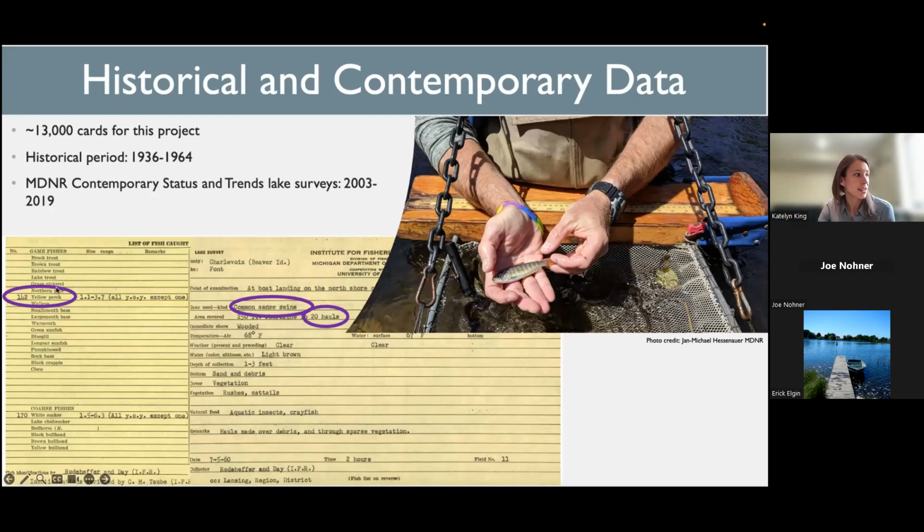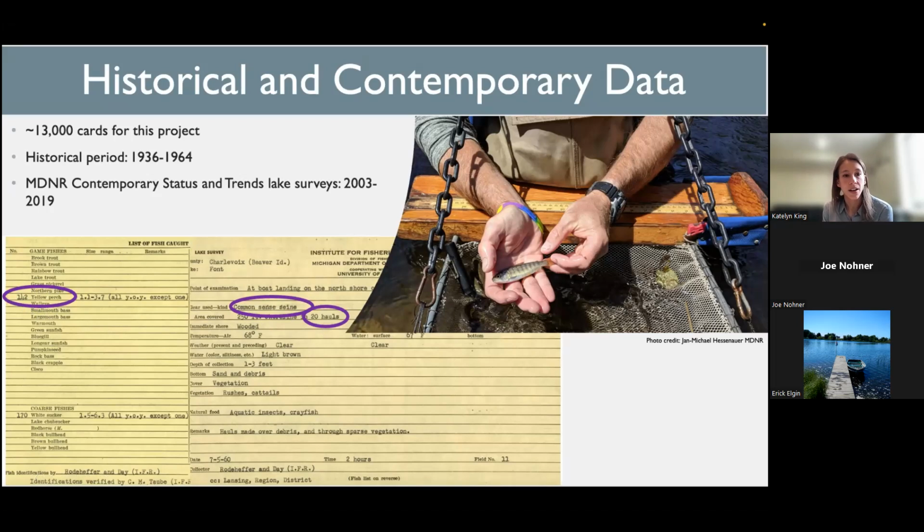You can see, well, this is an example of yellow perch, but there was the number that were caught. And then there was also that gear information. So they used a common sense seine and 20 hauls. So I was able to use those data for the historical part.